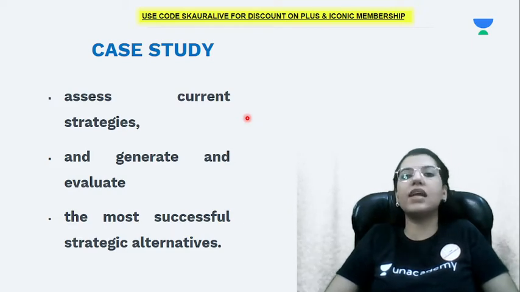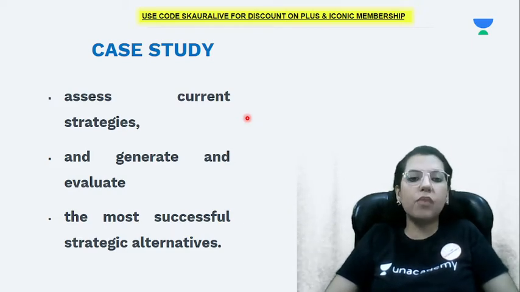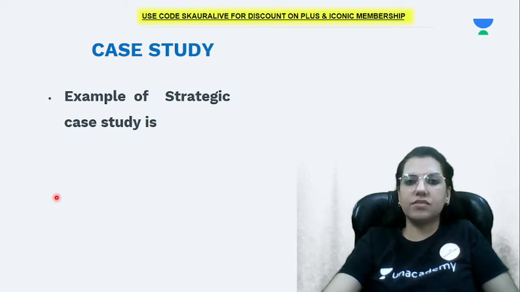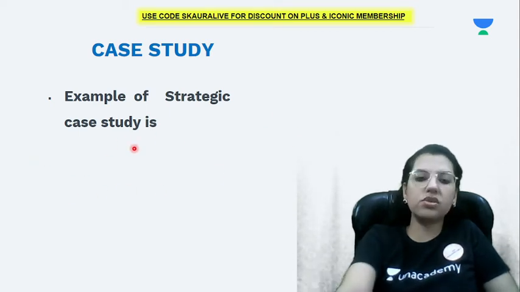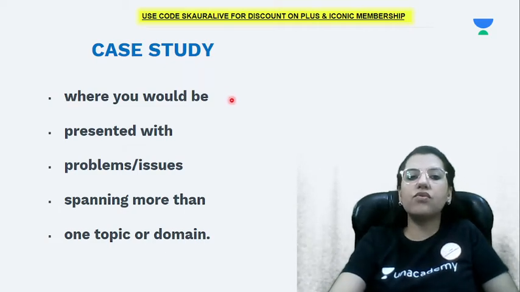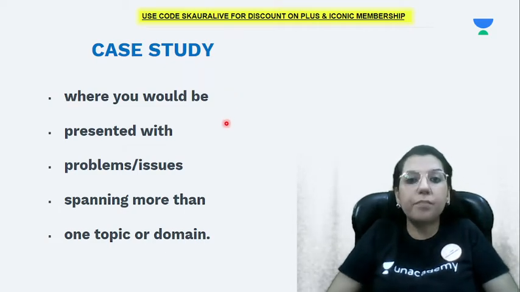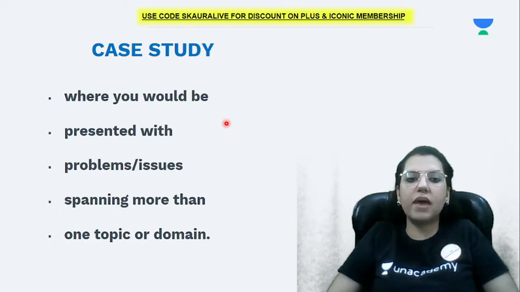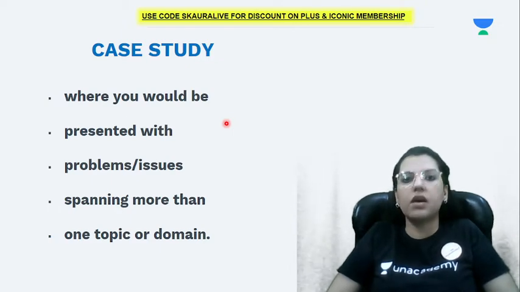You have to evaluate which is the most successful strategic alternative. Now, what are the examples of strategic case study? So examples of strategic case studies include where you would be presented with problems. You have been given problems, you have been given issues spanning more than one topic. It's not like that the problem is just under marketing or finance or HR.